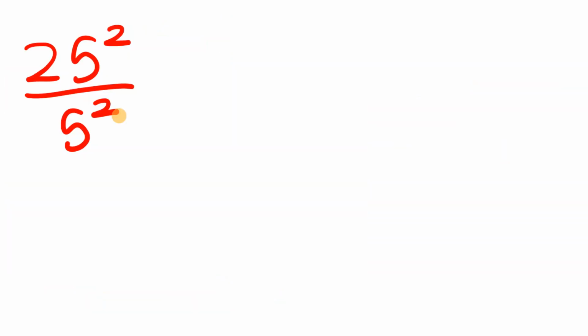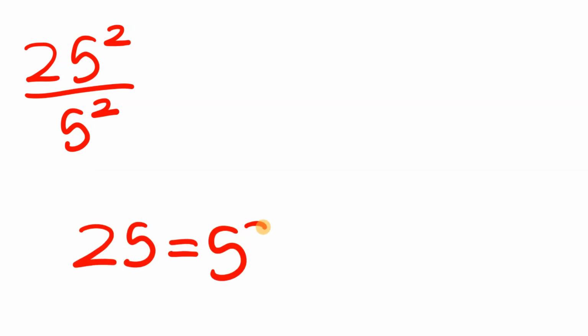One other thing that I want to mention quickly that comes up so often in exam questions is something like this here, where we have 25 to the power of 2 over 5 to the power of 2. Now, we cannot use any indices laws on this because we have two different bases. Here we have a base of 25, and here we have a base of 5.